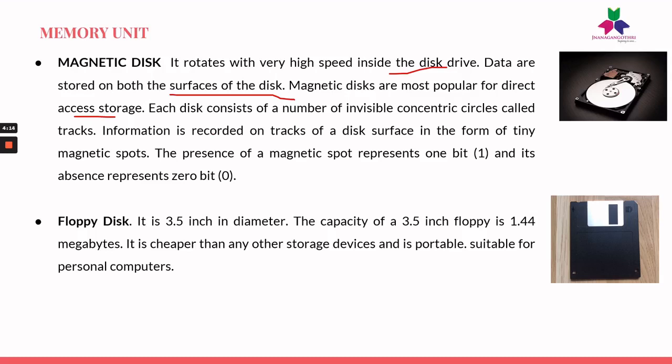That is, in these disks there are a number of minute concentric circles that are not visible to us. We call them tracks. So information is recorded on tracks of a disk surface in the form of magnetic spots. In the form of a tiny magnetic spot, the information is recorded on the tracks. So the presence of a magnetic spot represents 1 bit, that is 1, and its absence is represented by 0 bit, which means no data is present there.